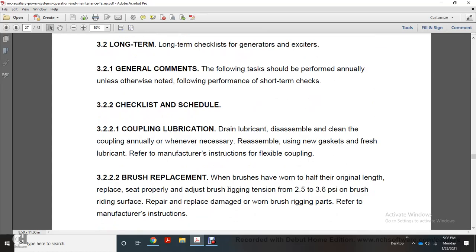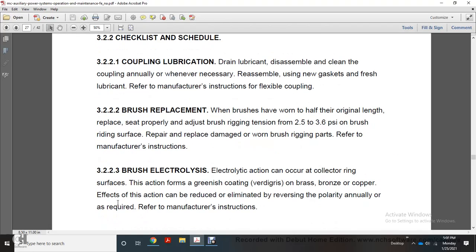Brush replacement: when brushes have worn to half of their original length, replace them properly. Adjust the brush spring tension to 2.5 to 3.6 psi on the brush. Repair and replace the damaged or worn brush rigging parts. Refer to manufacturer instruction.